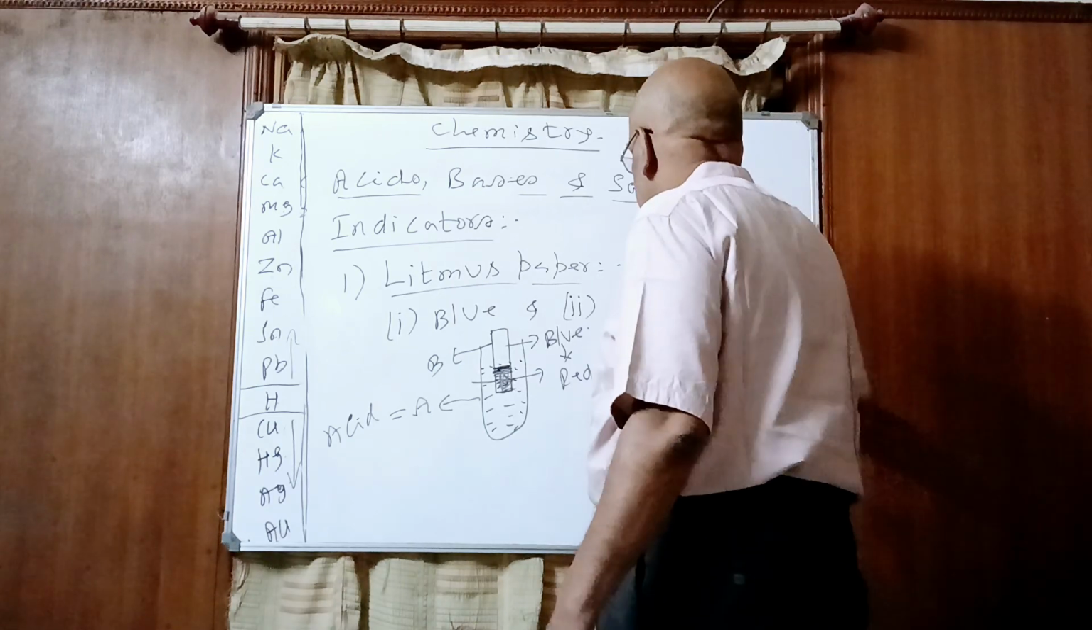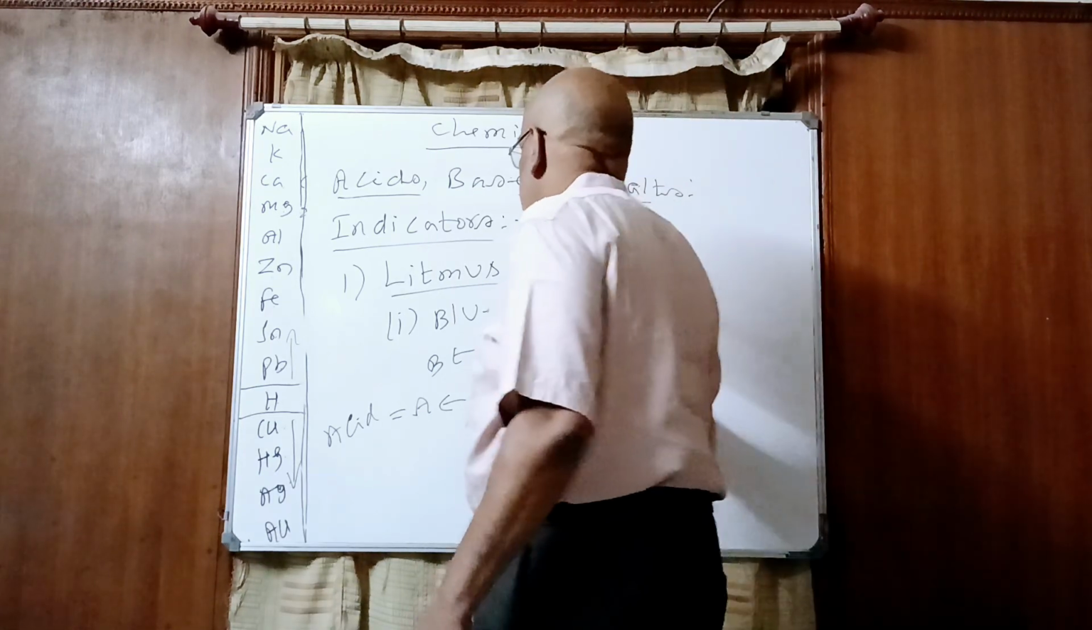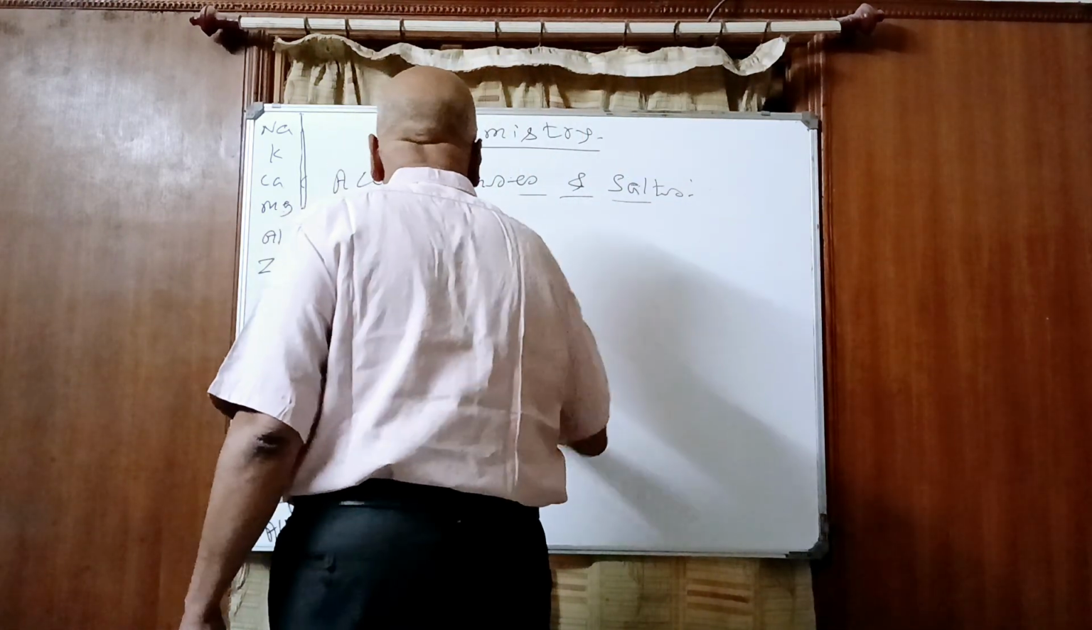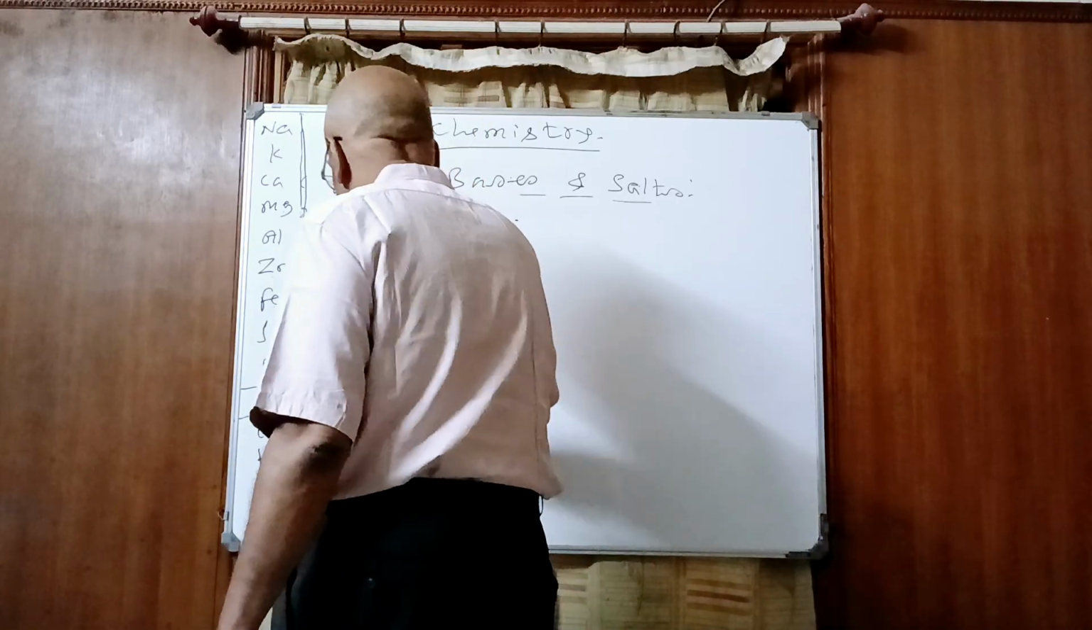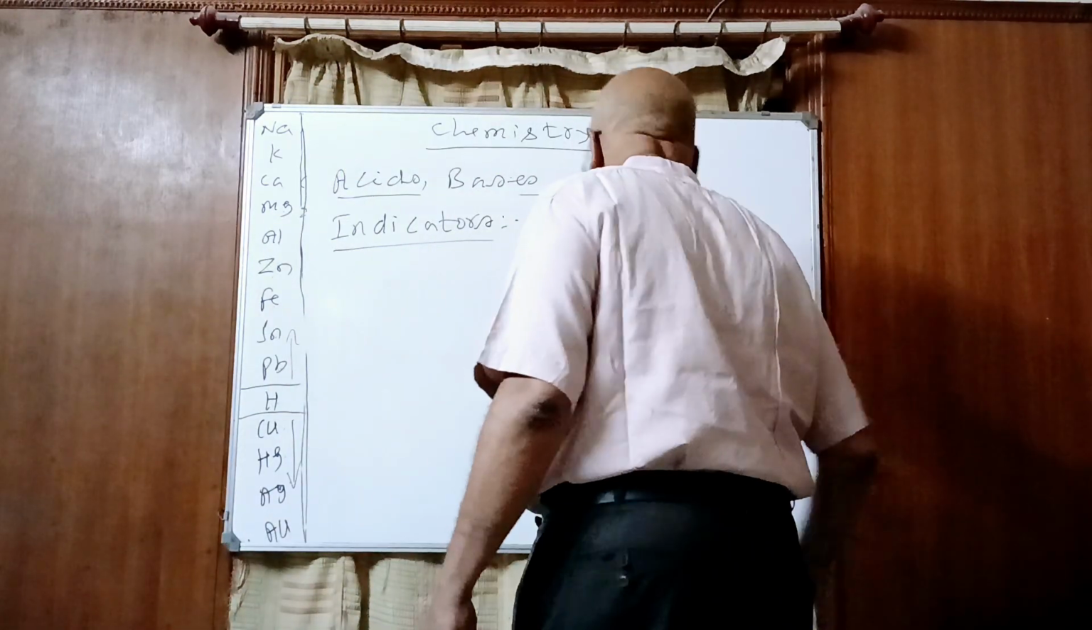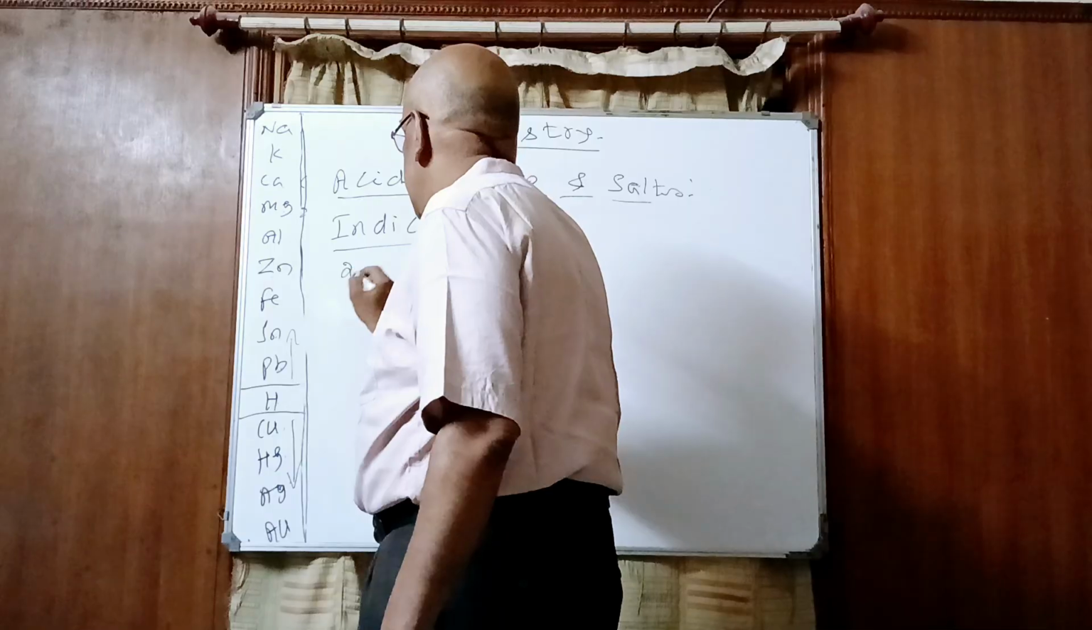Which is the second one? You can pause my video and get your concept clear. Which is the second one, children? Methyl orange. Methyl orange is the second indicator.